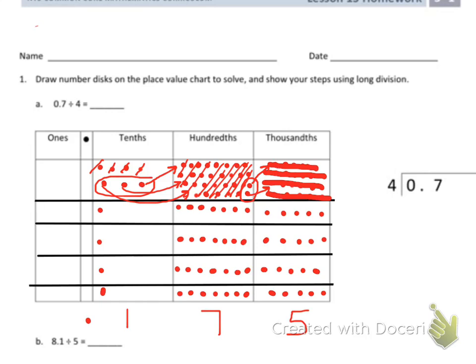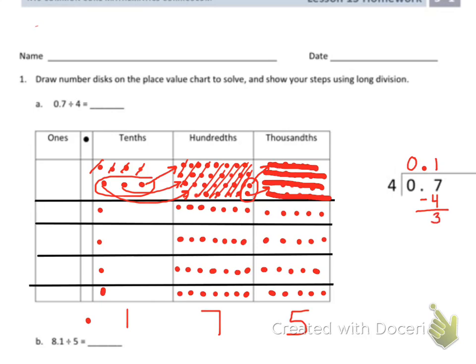The directions also ask us to show our steps using long division. So looking to the right, we have 7/10 divided by 4, same problem we just did. Remember to move up the decimal. And let's see if our answers match up. So 4 can't go into 0. But 4 can go into 7, and it goes in 1 time. And 4 times 1 is 4. And when we subtract, 7 minus 4 is 3.